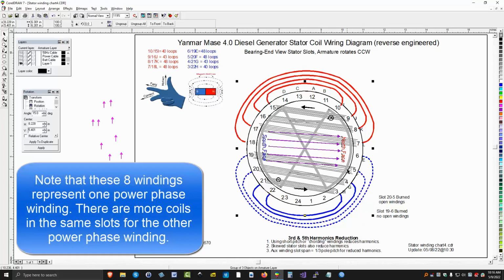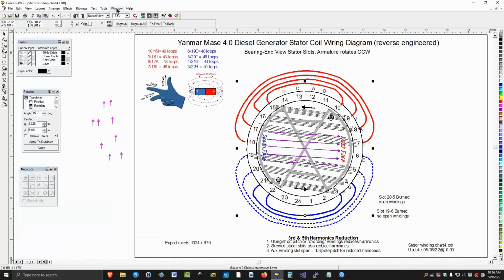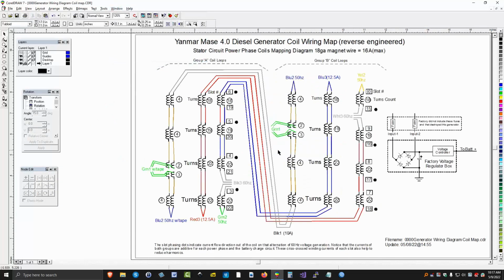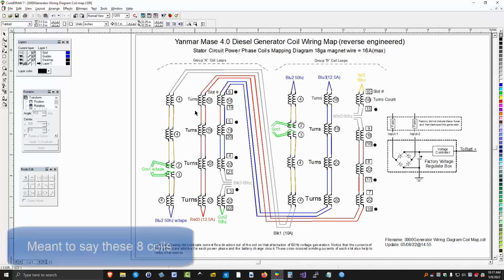Now there's a little quirk going on here too. If we bring up the coil map, you notice that these four coils make up one phase and these four coils make up the other phase of the generator.